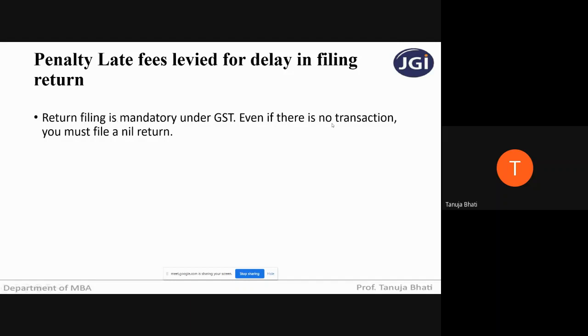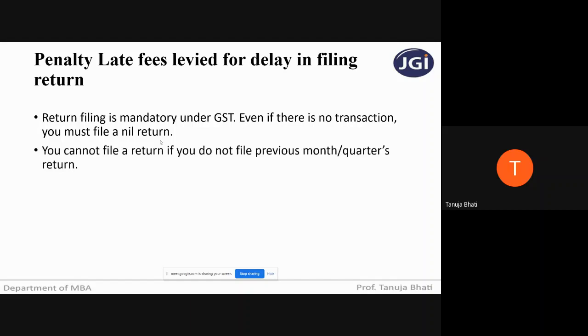Even if there is no transaction, you must file a nil return. Suppose in a particular month, a taxpayer has not made any sales. Still, he has to file the return by showing the entire sales as zero and filing the return. So, return is mandatory to be filed under GST.